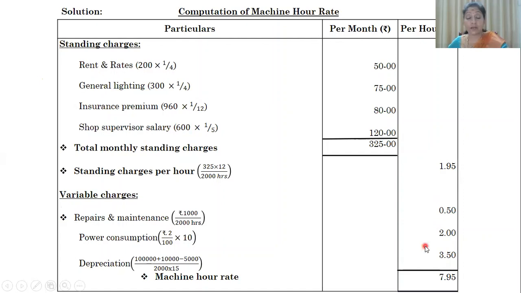Then the standing charges per hour 1 rupee 95 paise. Then variable charges: repair and maintenance 0.50. Then power consumption per hour 2 rupees; we add 2 rupees along with this. Then depreciation 3.50, you add along with this. All together 1.95 plus 0.50 plus 2 plus 3.50 is equal to 7.95. Here the machine hour rate is calculated: 7.95 per hour.